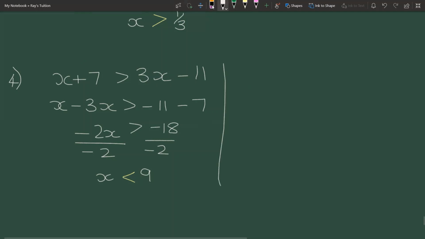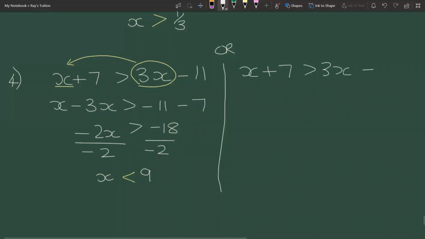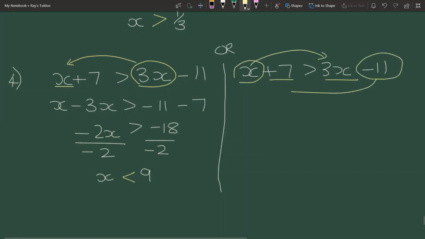I just wanted to show you that this is not the only way to do it. So I've been leaving the x's on this side and taking the ones over there over. So then what I'm going to do is move the x's to the right-hand side. So I've got x plus 7 is greater than 3x minus 11. The same question, but this time I'm keeping the x's on this side. So I'll move that one over, and I'm going to keep the numbers on this side. So I'll move this over.